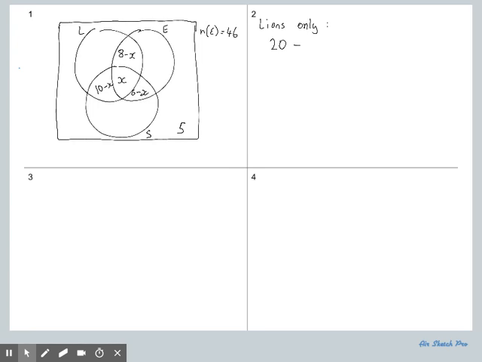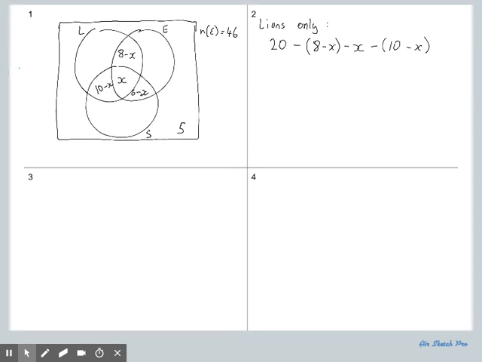Now, I'm just going to work around clockwise so I don't lose track of my takeaways here. And whenever there's an expression, I'm going to put it in brackets. Whenever you're taking away an expression, put it in brackets to start with, otherwise you'll get confused. So 20, take away, wherever you're writing it down, Jamie, is fine. 20, take away 8 minus x. Okay, so that's the lions and elephants, but no snakes. Take away x, that's the lions, elephants, and snakes. Take away 10 minus x.